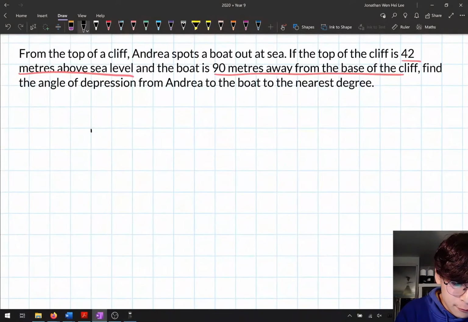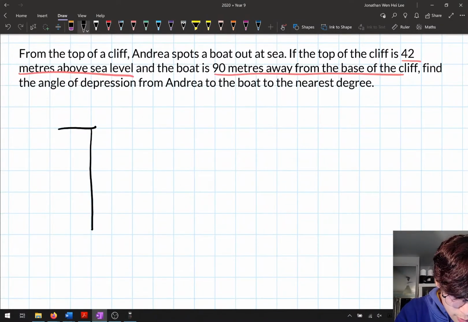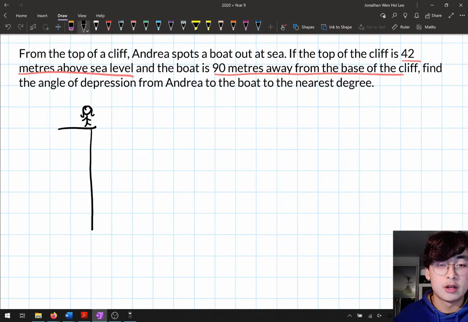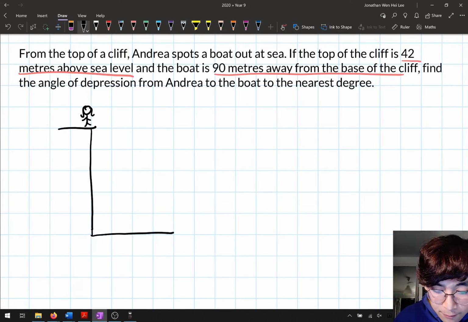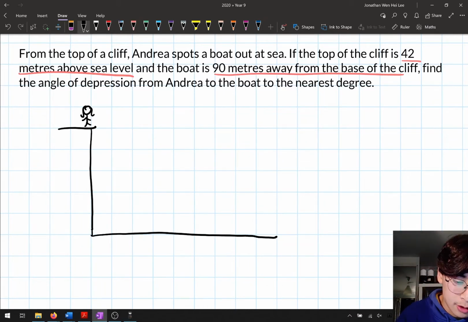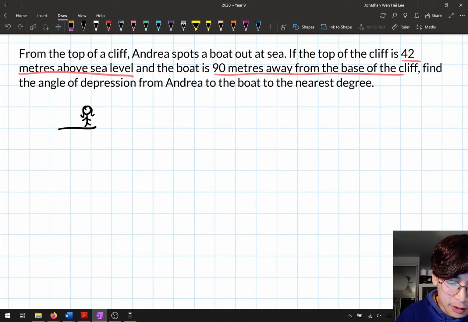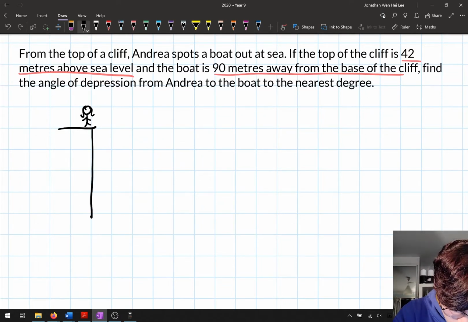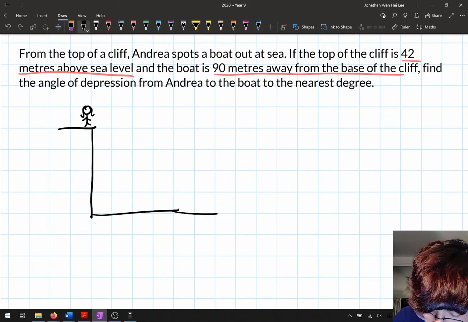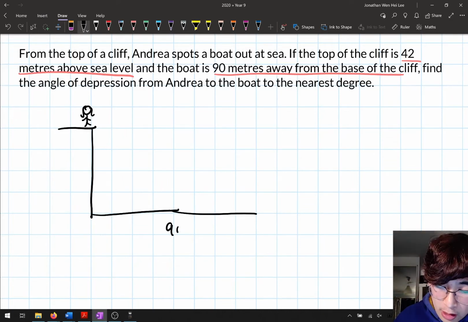So we've got a cliff over here, and Andrea's at the top of the cliff. Let's give her a nice haircut there. And we've got a boat which is 90 meters away. So here this is 1, 2, 3, 4, 5. Let me just make it a little bit close to scale. So here the boat is 90 meters away and the cliff is 42 meters high.